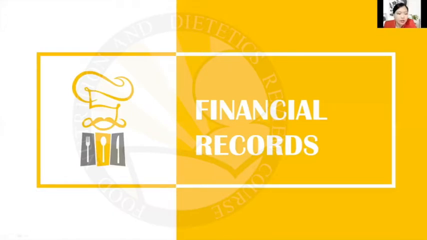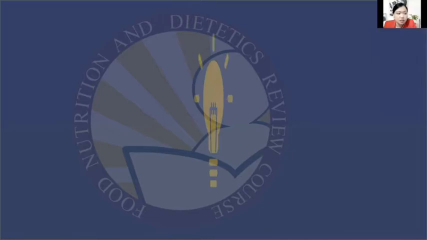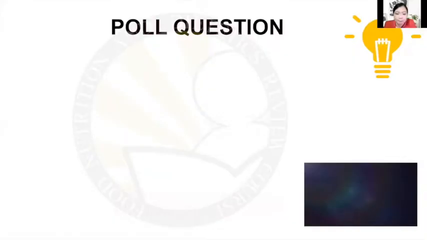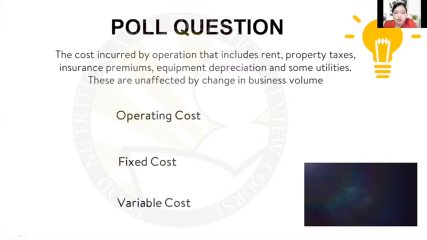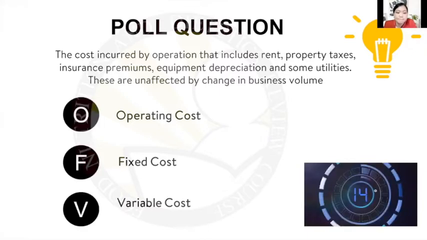Now for the last, before we discuss the final part, let us again answer this poll question. This cost, or the cost incurred by operation, includes rent, property taxes, insurance premiums, equipment depreciation, and some utilities. These are unaffected by change in business volume. Is it operating costs, fixed costs, or variable costs? So type in your answers.